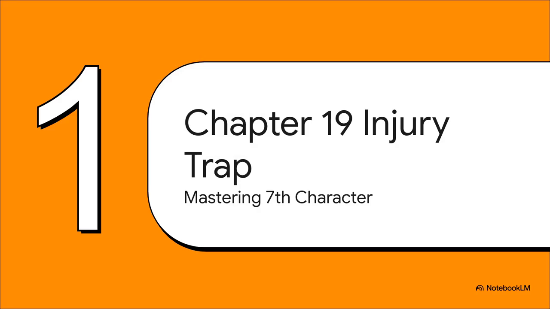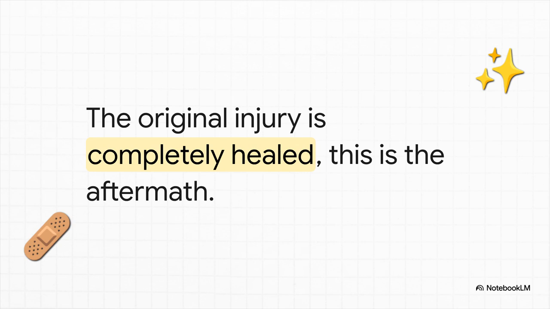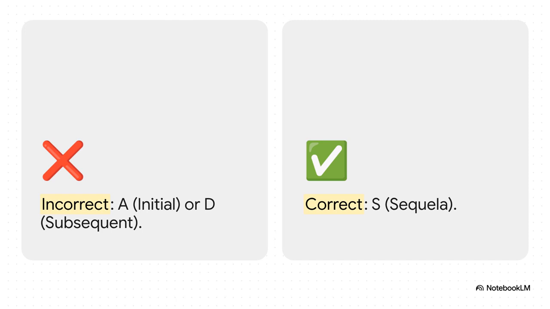The Chapter 19 Injury Trap and Mastering the 7th Character. Let's get into it. This is where coders frequently fall into a major trap. When an acute injury leaves a residual mark, the original acute injury code is actually used, but it must be altered. We do this by using the mandatory 7th character S for sequelae. Adding that tiny letter S at the end of the code completely transforms its meaning. It essentially tells anyone reading the claim, hey, the original injury is completely healed, and we are strictly dealing with the aftermath right now. So the crucial point here is to never use the A or D encounter characters if the current medical encounter is exclusively treating the chronic residual effect.